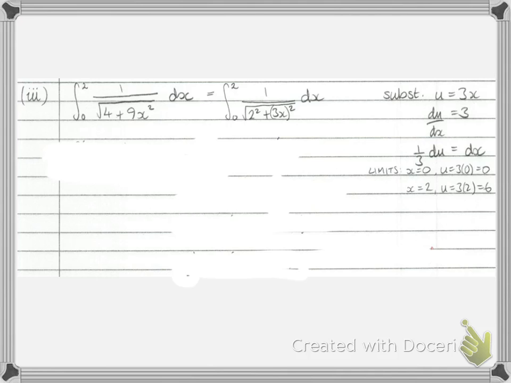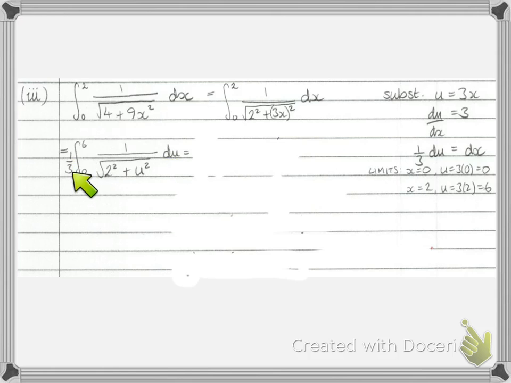So I just have a look at the substitution u is 3x. So when x is 0, u is 3 times 0, which is 0, and when x is 2, u is 3 times 2, which is 6. So putting this all together, I get my new integral. So what we can see here is where we had a dx before, this has become a third du.